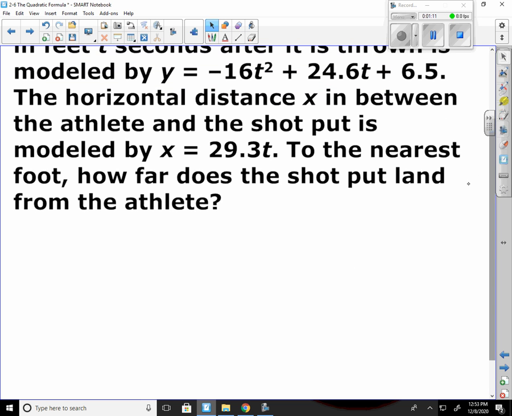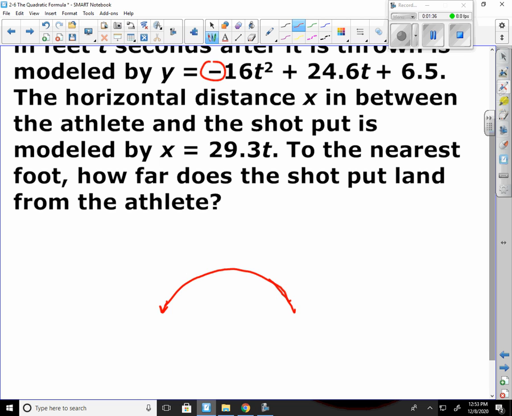So based on what I've done so far, we know that it's going to be a parabola. It's going to have a maximum height, and it's going to be facing downward, like an upside down U, because he's throwing it up into the air and it's coming back down. We have a negative in front of the t squared. That's what tells us that this is going to be an upside down U.